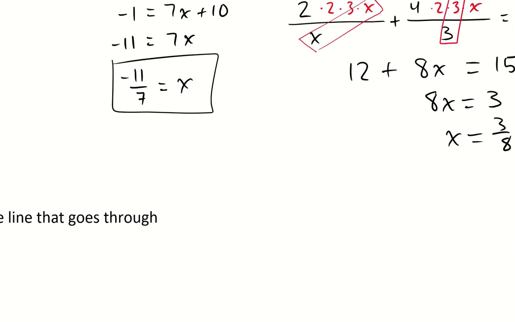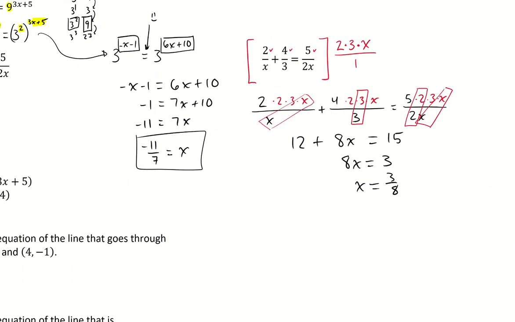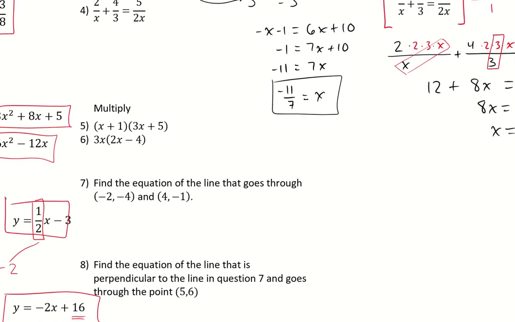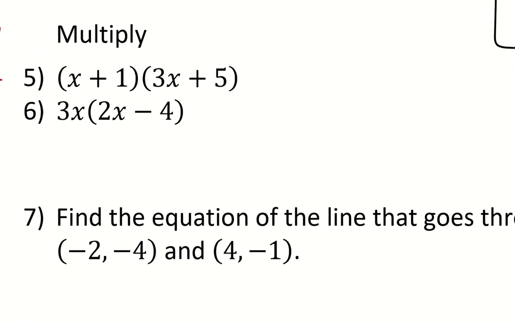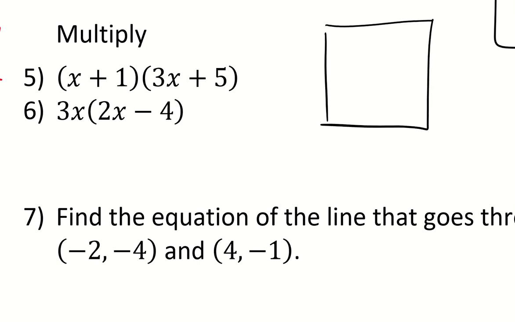All right, question 5 and 6 both ask us to multiply some binomials and one monomial times a binomial. So when you're doing these multiplications, it might be helpful to use an area model, or it may not be necessary. If I was to do 5 with an area model, it would look like this. And I would be multiplying an x and a 1 and a 3x and a 5. And you can see this box would become 3x squared.